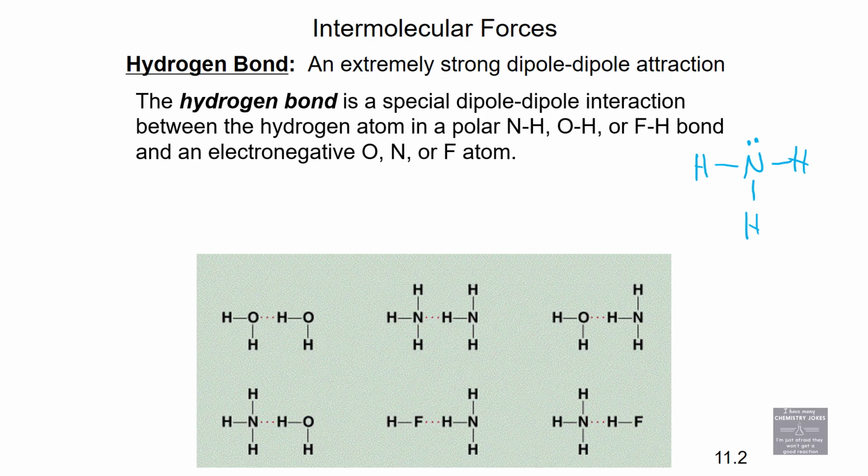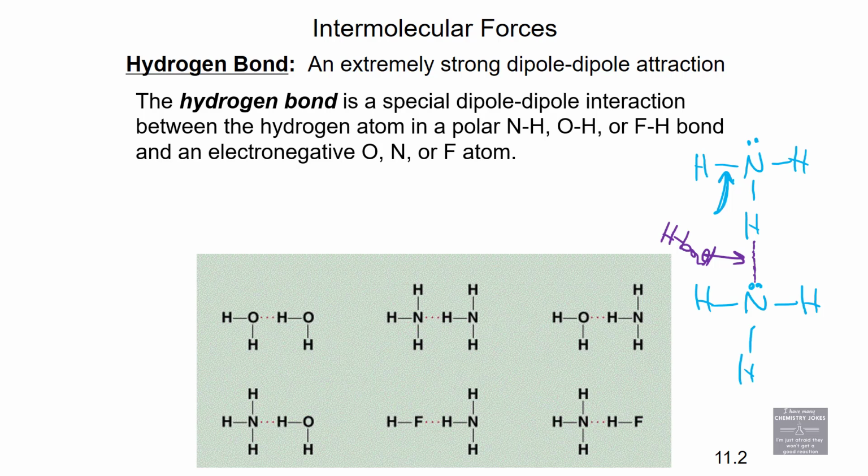We're not referring to this thing as a hydrogen bond. No. We're referring to the interaction between this kind of molecule, this purple dotted bond. This is a hydrogen bond. So students confuse this all the time. A hydrogen bond is a type of intermolecular force.